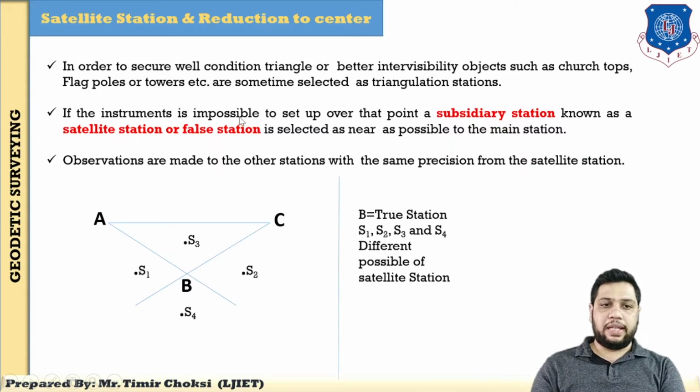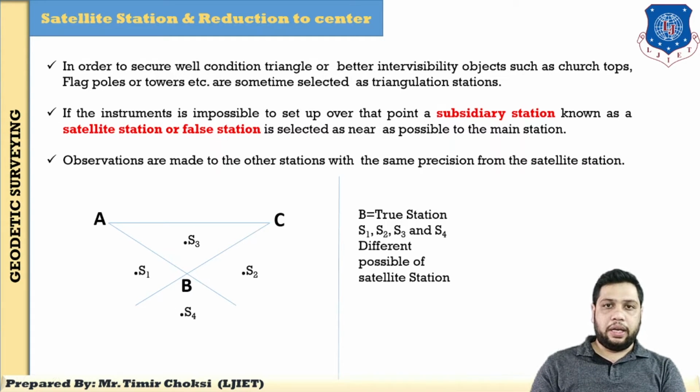So I will repeat this line. If it is impossible to set up the instrument over that point, a subsidiary station known as the satellite station or false station is selected as near as possible to the main station. Observations are made to the other stations with the same precision from the satellite station. So this is based on indirect observation.